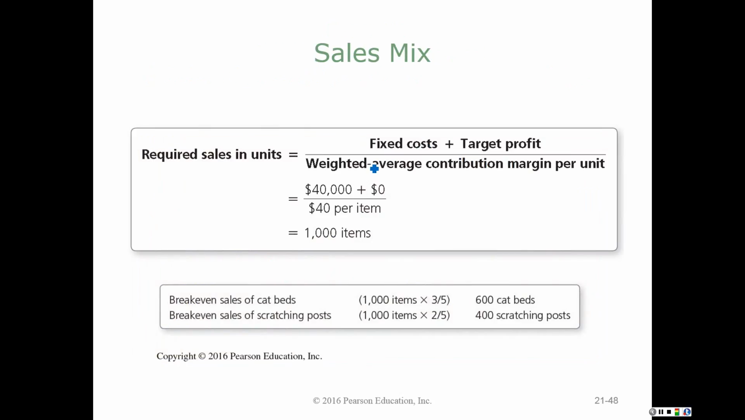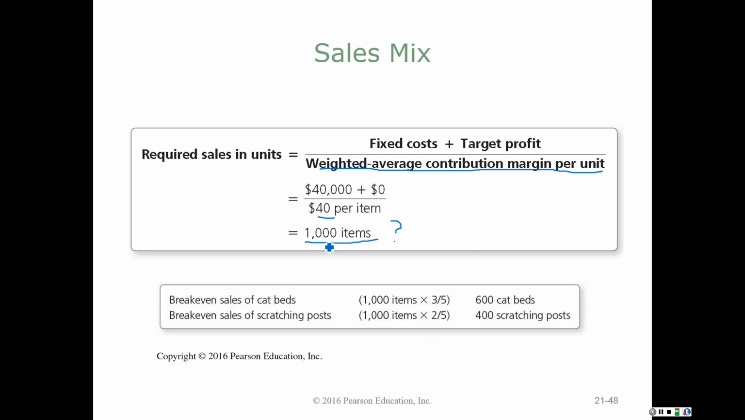Fixed costs are $40,000. We're just trying to break even, so target profit is 0. My weighted average contribution margin per unit we just calculated to be $40. So I need to sell 1,000 items to break even. But 1,000 items of what? Cat beds? Scratching posts? Which one?